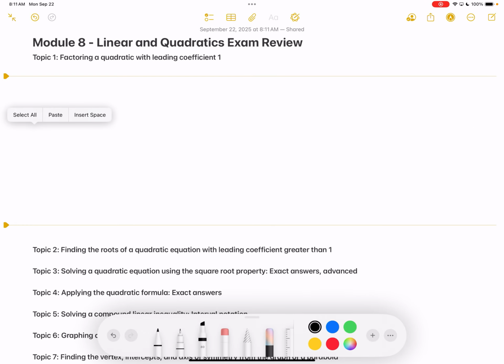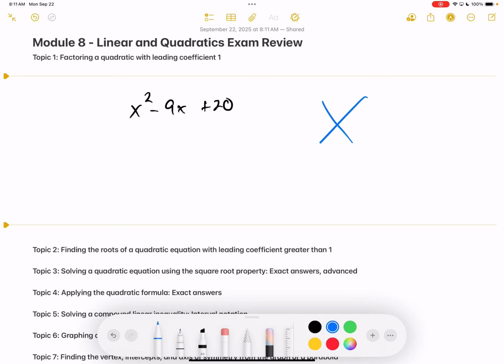All right, so for the quadratics, linear and quadratics exam review, these are pulled straight from the test. x squared minus 9x plus 20. The first one is a basic factoring problem. You're looking at what multiplies to be the last number and adds up to be the middle number. I like to use just a little visual representation here. Whoops, wrote it wrong. Multiplies to be 20 and adds up to be -9.